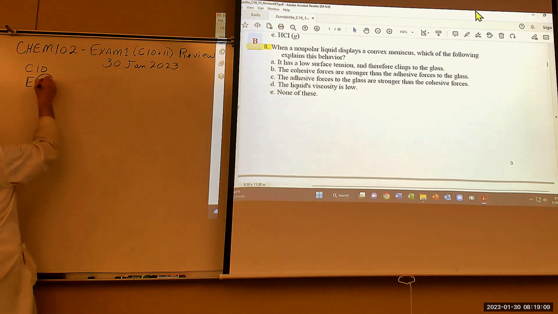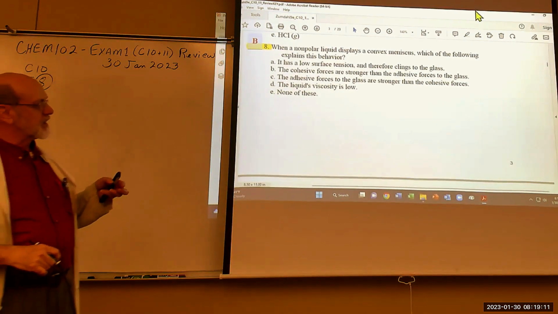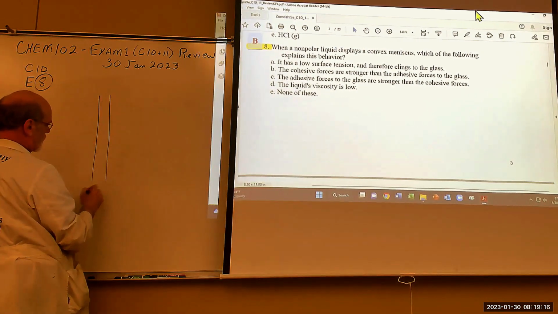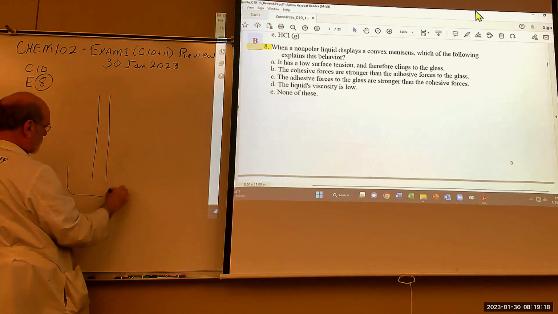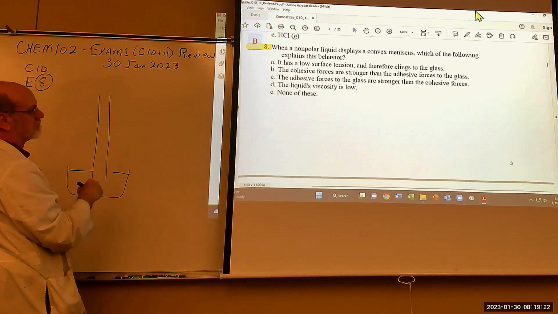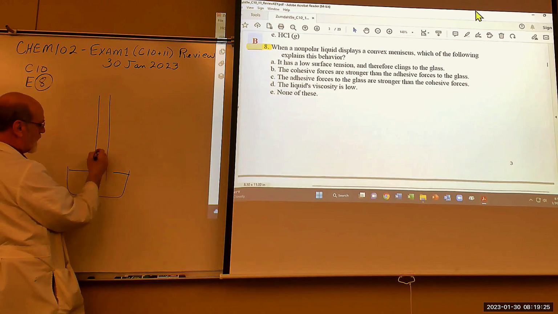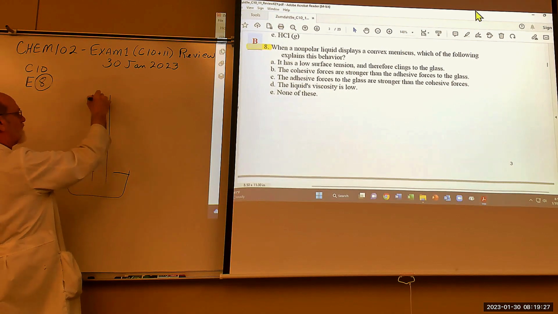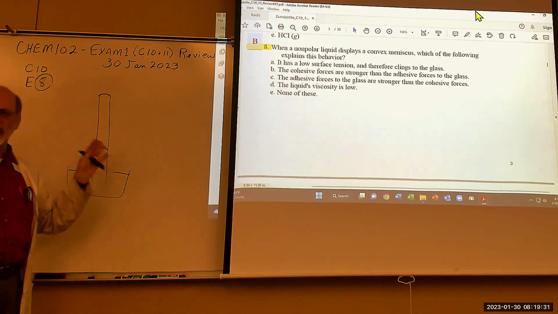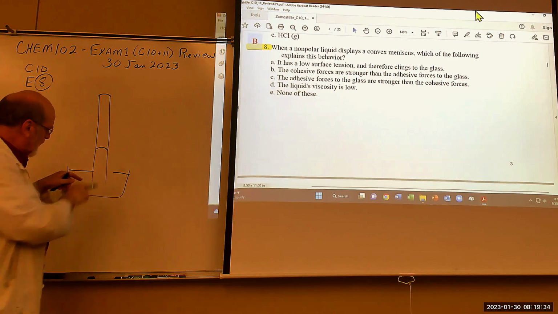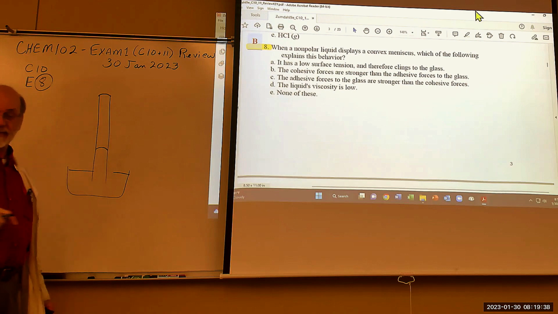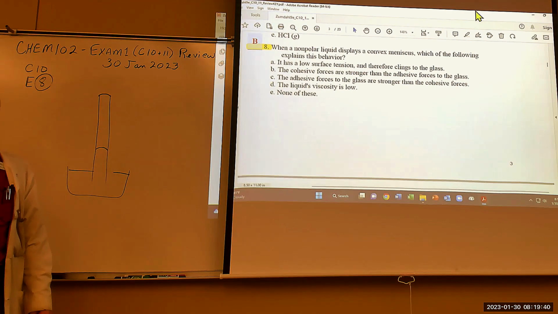Number 8, when a nonpolar liquid displays a convex meniscus. What do we mean by that? We got a liquid in here, and either it's a capillary and it moves up, or we've got a vacuum up here, and there's air pressure pushing it up. Either way, it doesn't matter. We're talking about the behavior here. This is a convex meniscus, okay, as opposed to a concave.